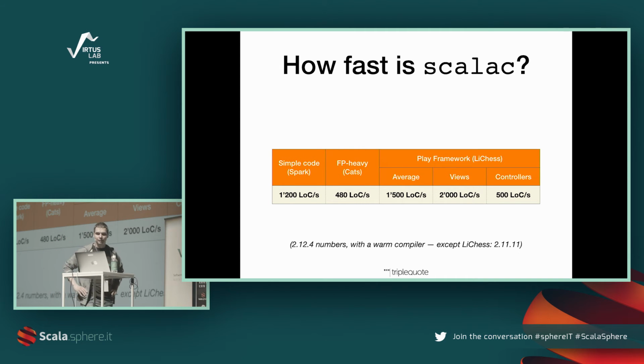And with an interesting twist, though: views, these HTML templates where you can intersperse Scala code, compile quite a bit faster, so around 2,000 lines of code a second. And controllers, which are your logic, where you have actually quite a bit more framework around you, go down to 500 lines of code. This was with 2.11, so probably this could go a little bit faster if Lichess upgraded to 2.12.